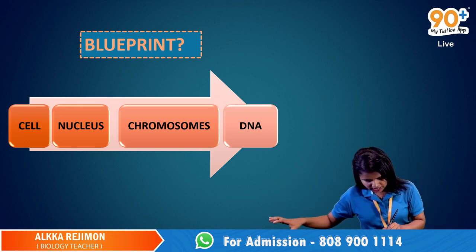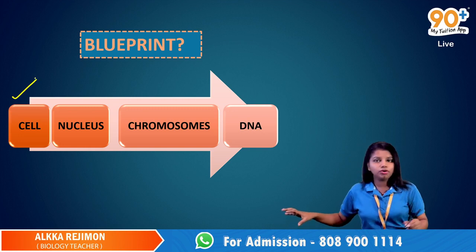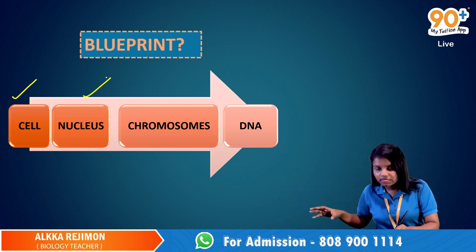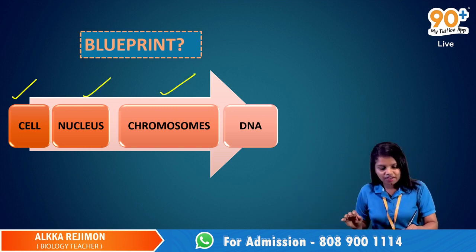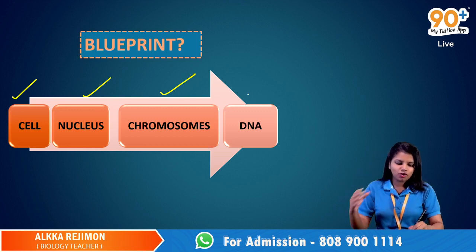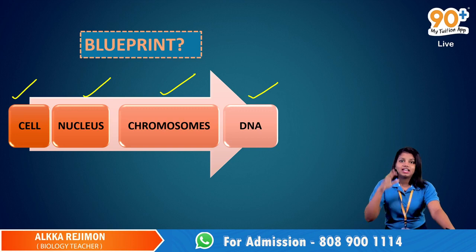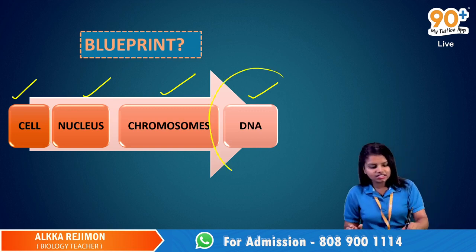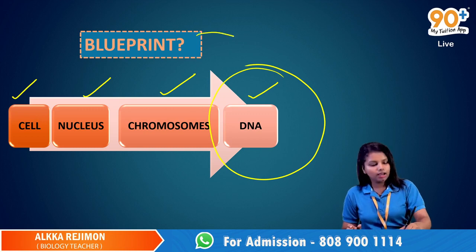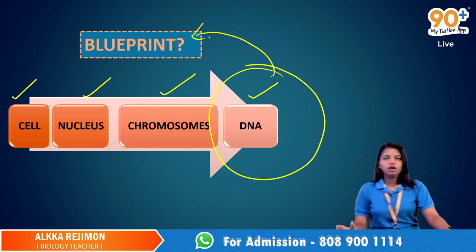Yes, here you can see we have cells in our body. Inside the cell there is nucleus. Inside the nucleus we have chromosomes, and inside that chromosome, that portion of chromosome is made up of DNA, that is deoxyribonucleic acid. And this DNA is supposed to be called the blueprint of our body.